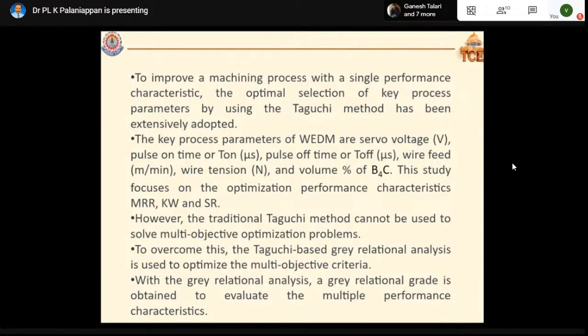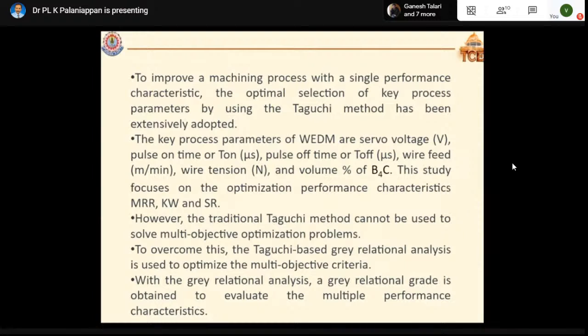To improve a machining process for single performance characteristics, optimal selection of process parameters using the Taguchi method has been extensively applied. We all very well know it is a single objective optimization. Here the key process parameters are the servo voltage, pulse on time, pulse off time, wire feed, wire tension, where the tool is a wire, and volume of the composite boron carbide. The metal matrix composites we are making in three different volumes of boron carbide, and that is also included as one of the process parameters.